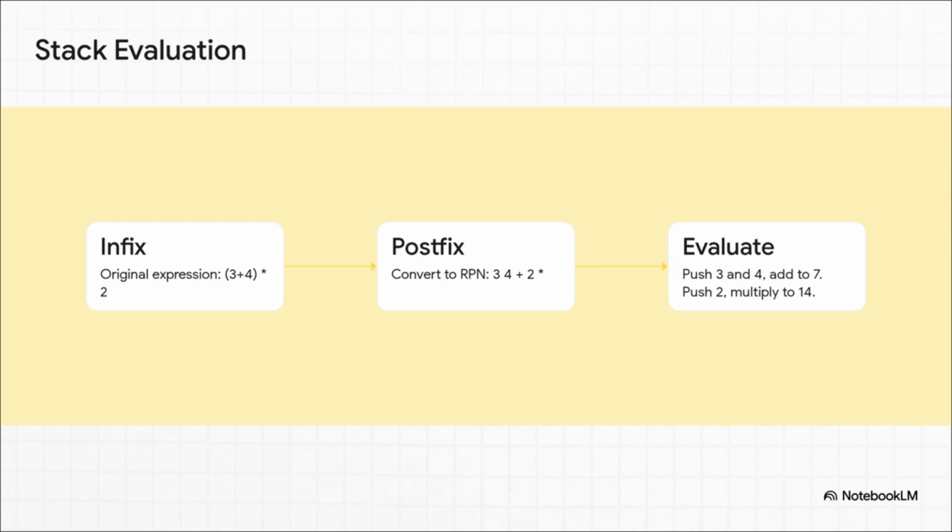Now watch how smoothly a stack handles this. We push the 3, we push the 4, the CPU sees the plus sign, pops them off, adds them, and pushes the 7. Then we push the 2. The CPU sees the multiply sign, pops the 7 and the 2, multiplies them, and pushes the final answer, 14. It is so clean, elegant, and insanely efficient.